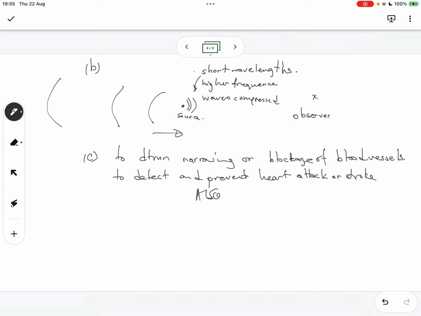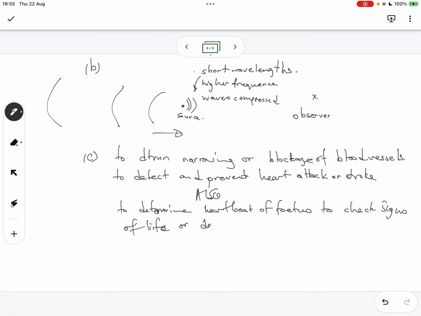And also to determine the heartbeat of a fetus to check if a child is alive, to check signs of life, or detect heart defects.